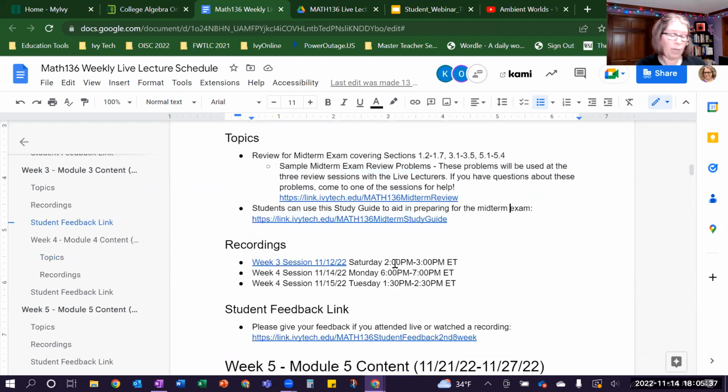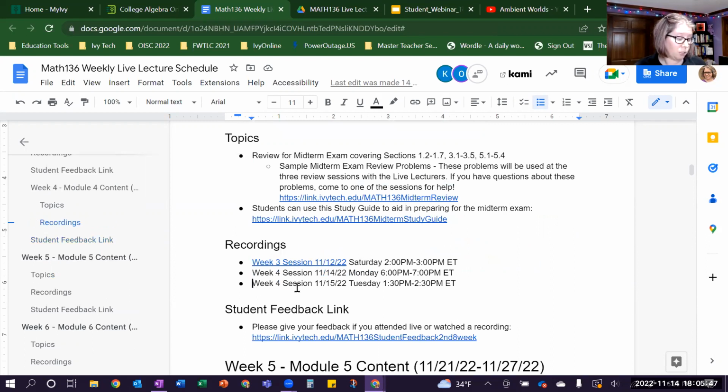And then you can see that we held a session on Saturday. Some of you may have been at that session, and you can attend any of these sessions because we probably will talk about different things. And there's another session tomorrow from 1:30 to 2:30. So depending on when you're taking your test, you might want to attend all 3 of these.